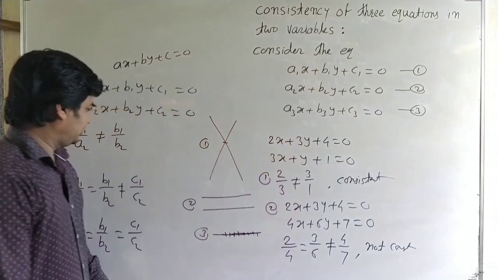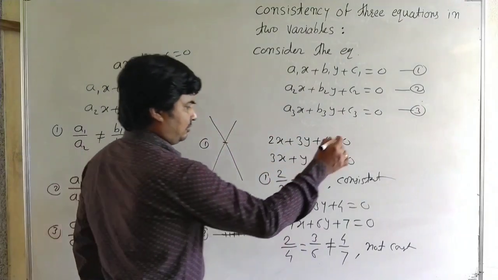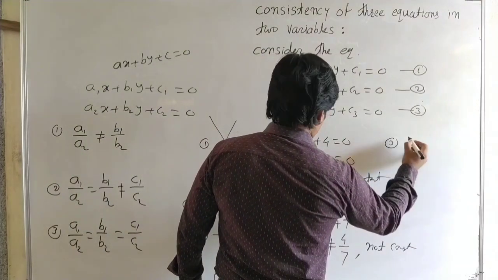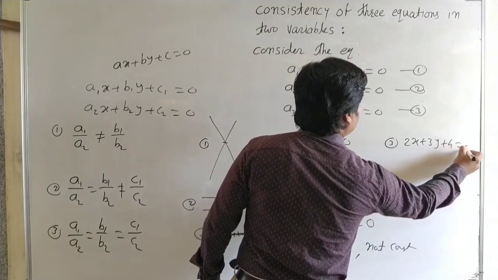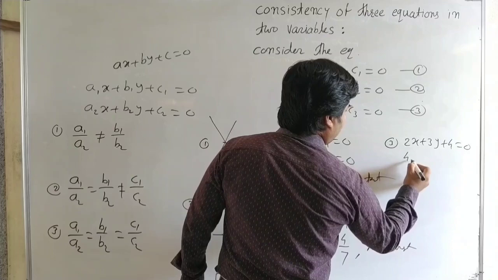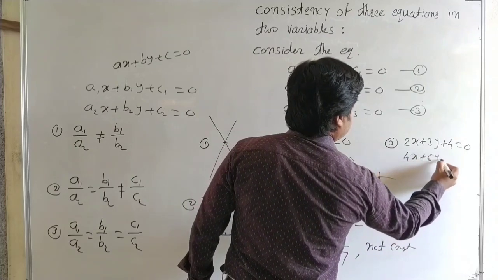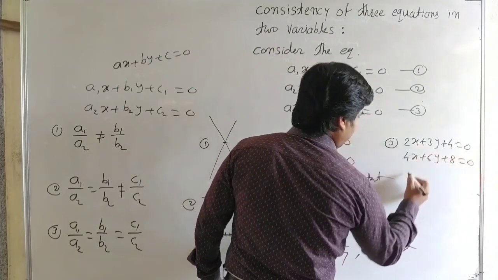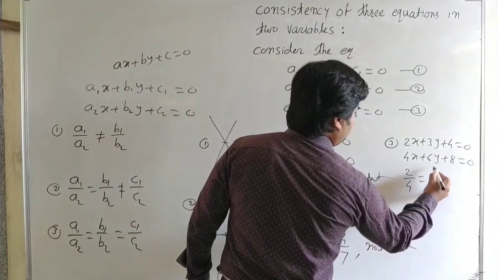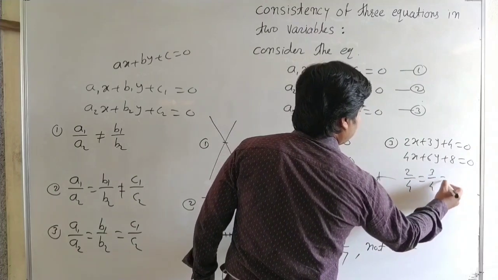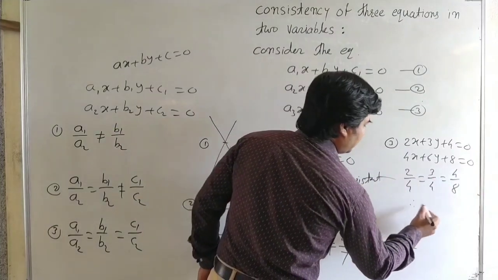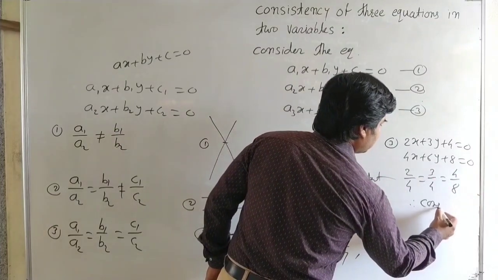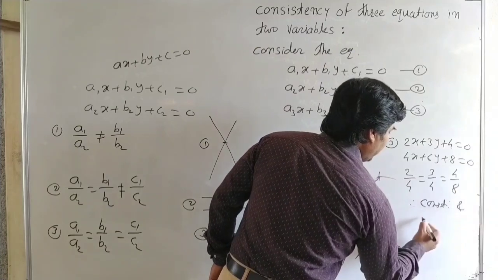Okay, and the last equation we can write here: 2x plus 3y plus 4 is equal to 0, and here 4x plus 6y plus 8 is equal to 0. Then here 2 by 4 is equal to 3 by 6 is equal to 4 by 8. Okay, both are equal. Therefore consistent and infinitely many solutions.